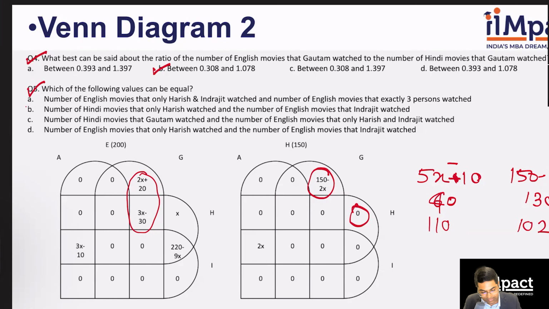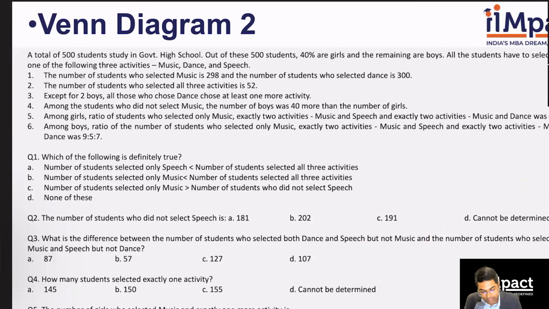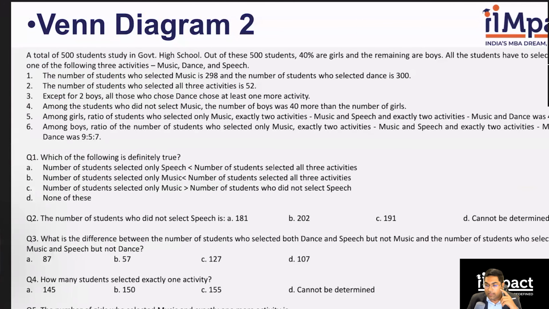All right, let's move on to the last set. A total of 500 students study in a government high school. Out of these 500 students, 40% are girls and some are boys. And I have been given 3 activities. Yesterday we discussed something about negative Venn, and one of you made a very good point that if we look at the clues and the questions, and most of them are towards negative, we can go for negative Venn, and that can help us design our set better.